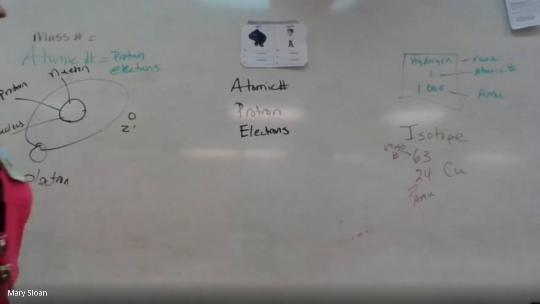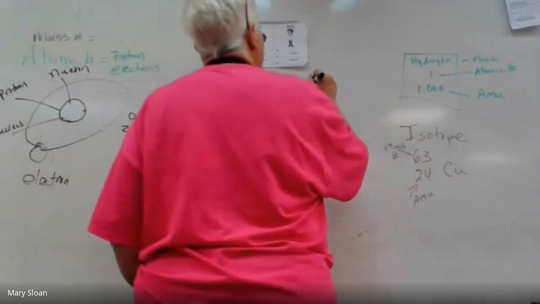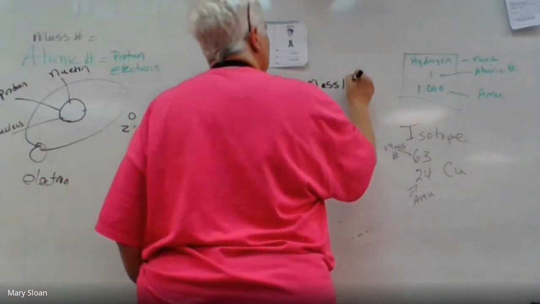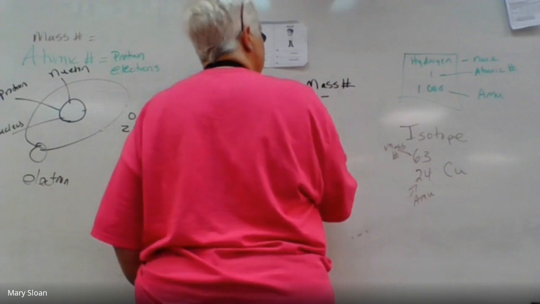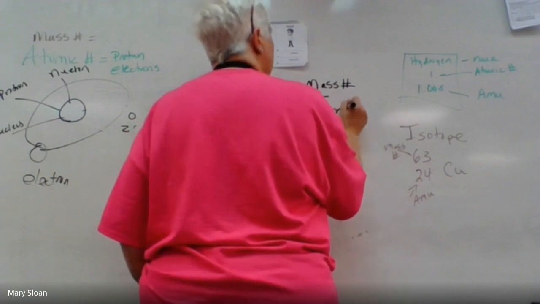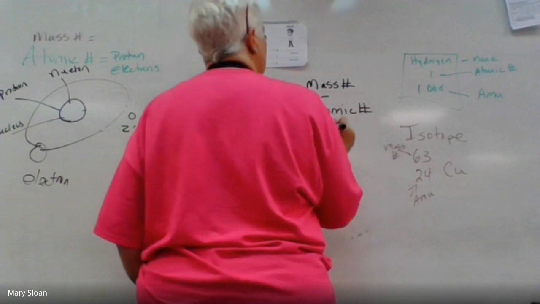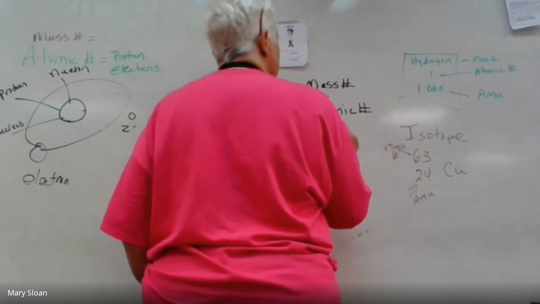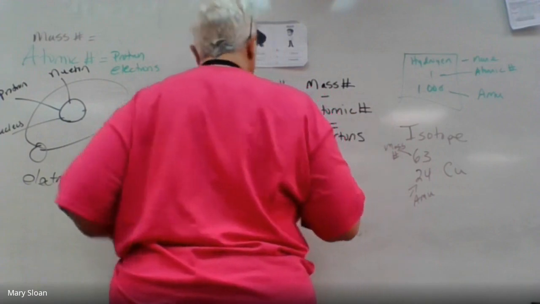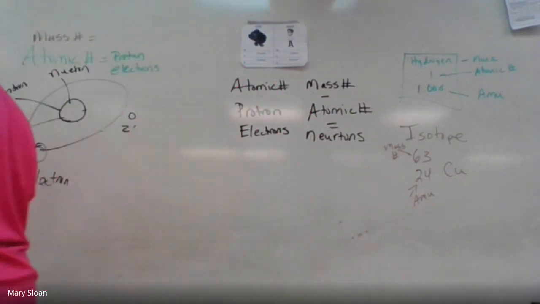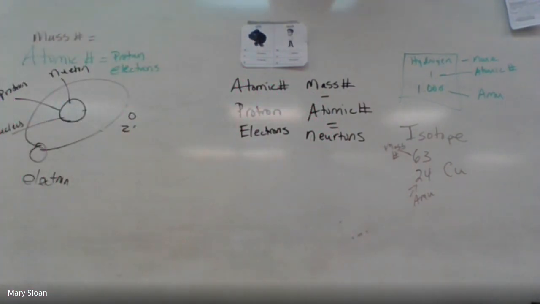On the right-hand side, we're going to do mass number minus atomic number equals neutrons. Mass number, correct. Minus atomic number equals neutrons.